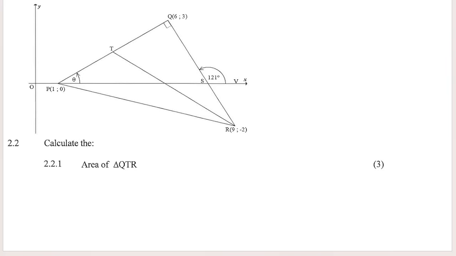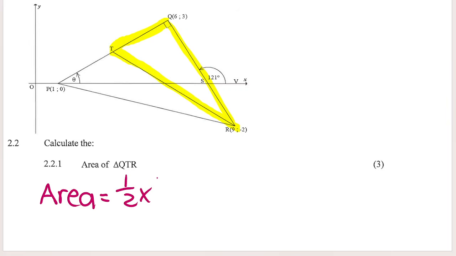For question 2.2, they want the area of triangle QTR. First of all, make sure you know what triangle they're talking about. So I'm going to highlight it for you. QTR, that's the right angle triangle over there. So remember the area formula. Area of a triangle is half times the base times the perpendicular height.